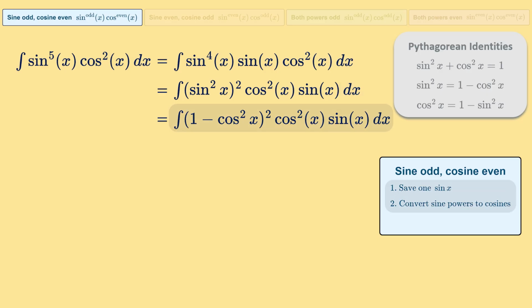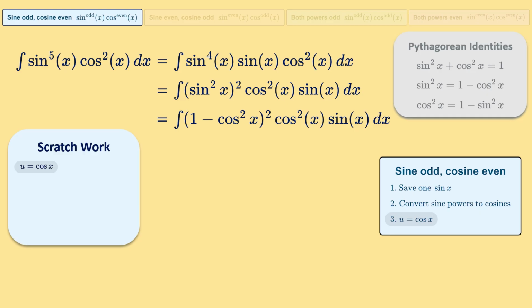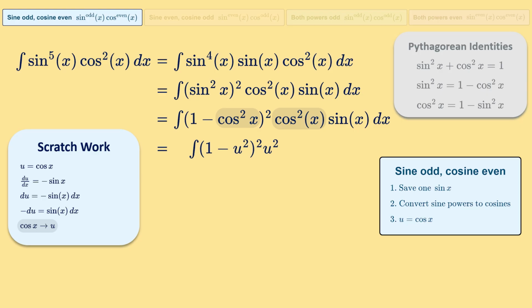And in these problems where we put one sine of x to the side and then convert everything to cosine of x, we let u equal cosine of x. Taking the derivative of both sides, we get du dx equals negative sine of x. Multiplying both sides by dx, we get du equals negative sine dx. This then gives us, if we divide by negative 1, negative du equals sine of x dx. Now we can do the substitution. We replace cosine of x with u everywhere, and we replace sine of x dx with negative du.